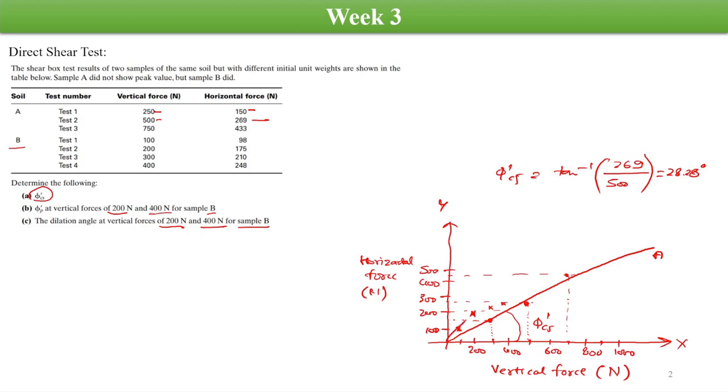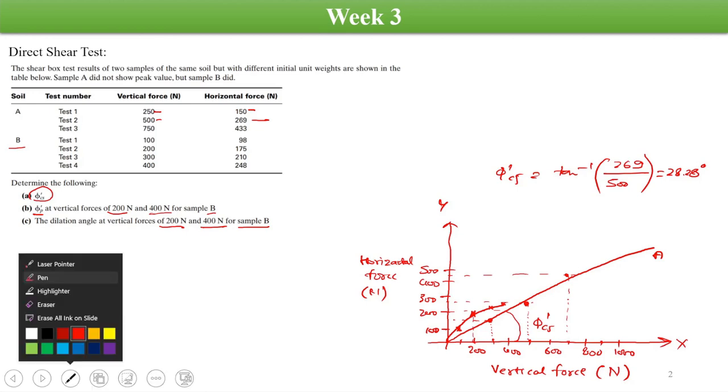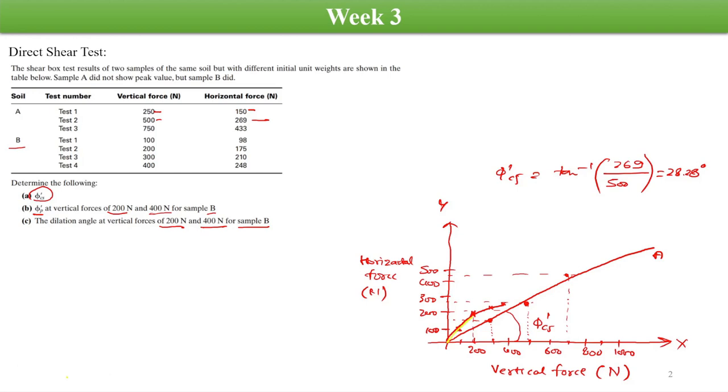So if we plot the graph, a curve from these lines, that's going to be a curved line, right? A curve. So the same soil B shows the behavior of dilute density. So that's why it's having a peak value. So we need to determine the value of phi dash peak, the value of internal friction at 200 Newton as well as 400 Newton. So for 200 Newton, let me change the color maybe, if we draw a line, that's going to be here. And for the 400, if we draw a line, that's going to be here.